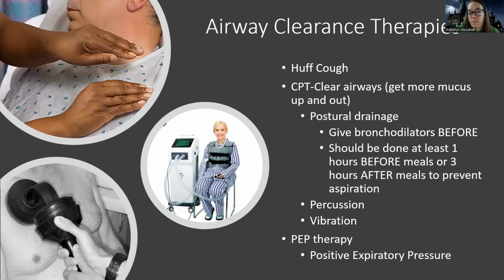So additionally, the most common thing that we use when people are having trouble with their sputum is called CPT. It helps get more mucus up and out, and that's chest percussion therapy is what that stands for. And so this has two parts. It has the part where we're doing percussion and vibration, where we're kind of beating on them to get the stuff up.